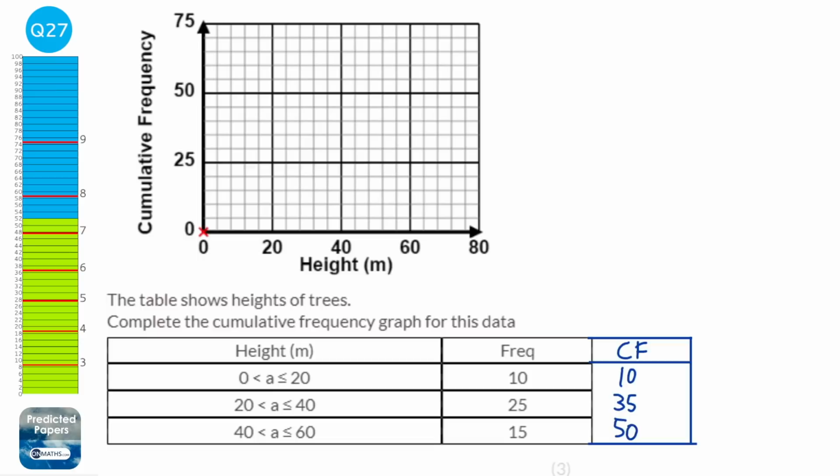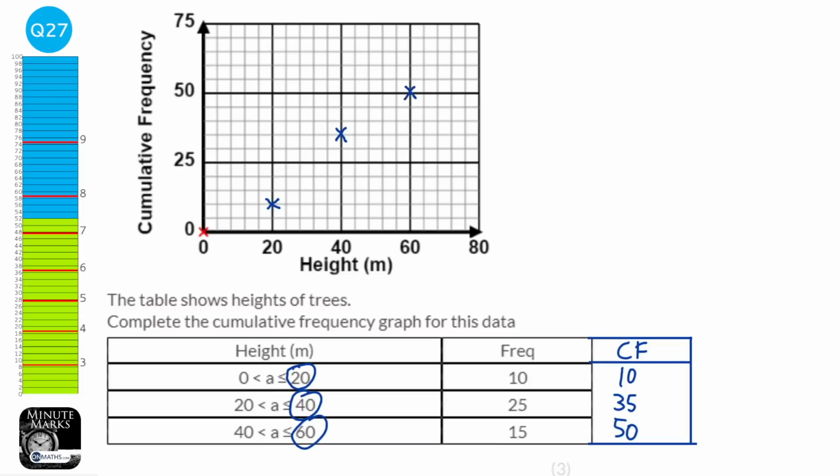Now, the cumulative frequency is the total amount so far. So, for that first 10, for the cumulative frequency of 10, we're looking at everything up until the 20. So, we plot it at the 20. So, it'd be 20 and then 10. So, this one here. Then the next one, the 35, is everything up until 40. So it would be here. And then the next one is everything up until 60. There we are.